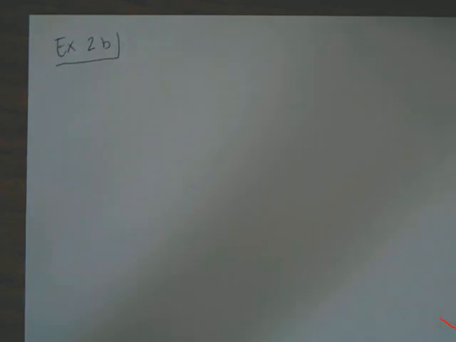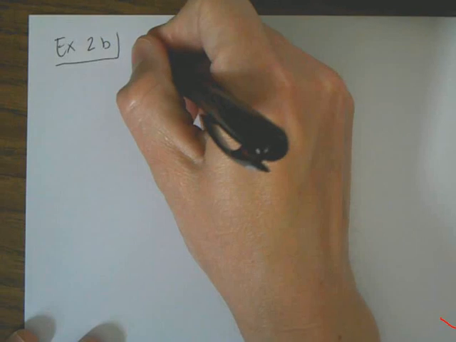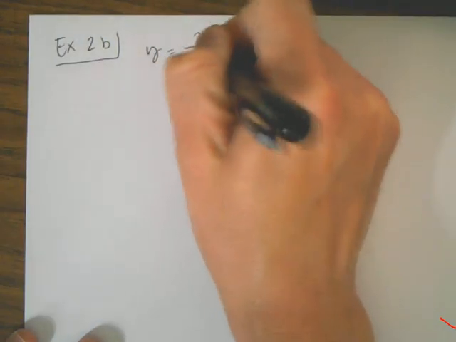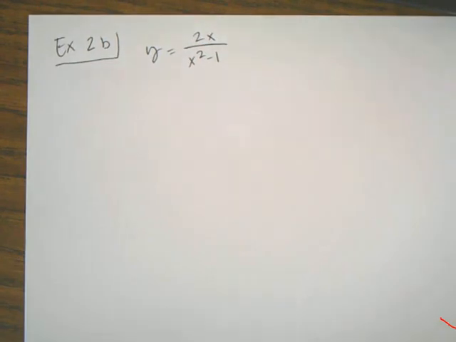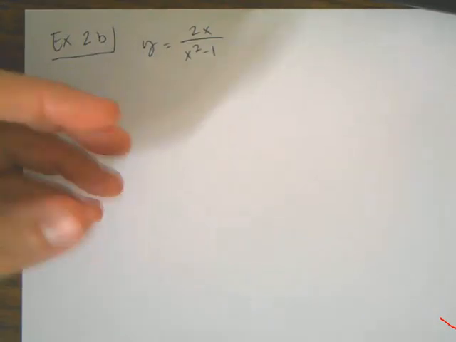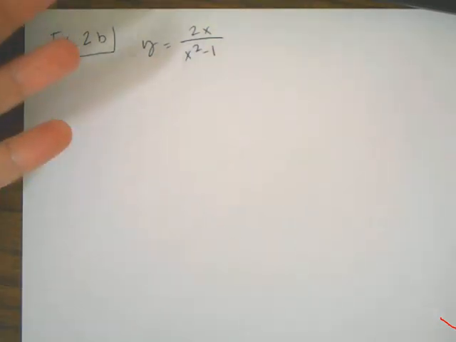Alright, first one we're going to do is example 2b. And again, it's the same one that's on the notes, so you can either be following along with me and then seeing how I got the answers, or you can be writing this down with me as well. So this one looks like y equals 2x over x squared minus 1. And graphing rational functions, they're so odd that we need to find a bunch of different pieces and then graph those pieces to see what happens.